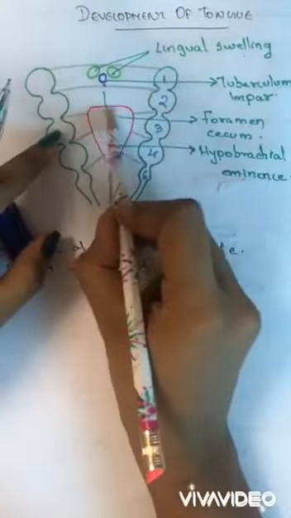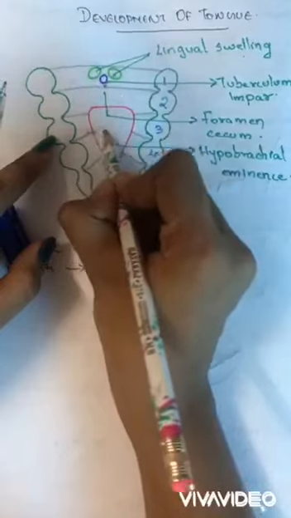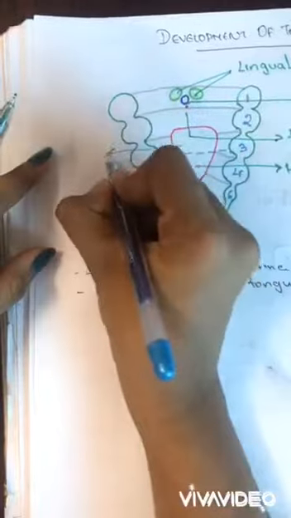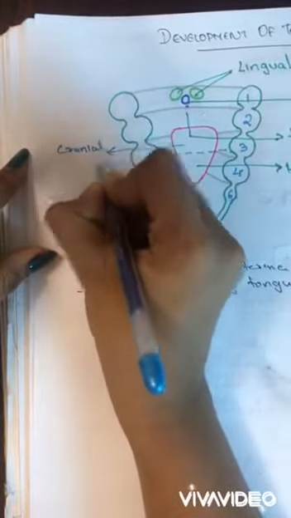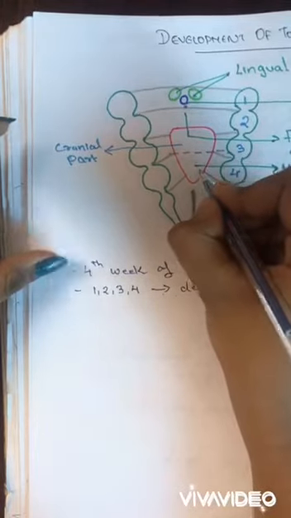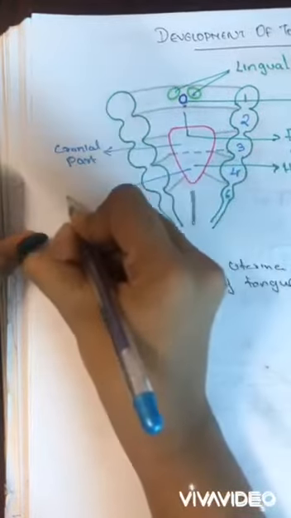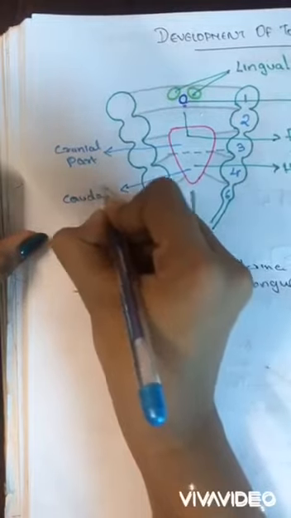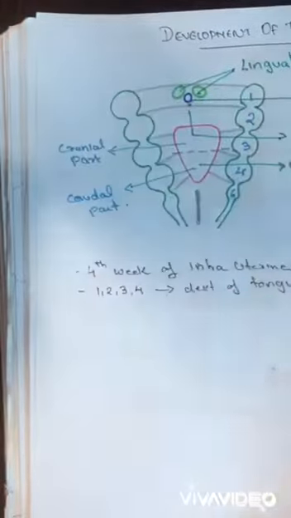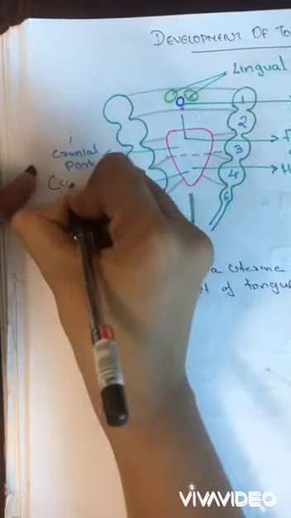We could divide the hypobronchial eminence into two parts, the cranial part as well as the caudal part. This is the cranial part. As we all know, the cranial part is the one situated near the head, and the caudal part means the part situated closer to the tail region. So this would be the cranial part and this is the caudal part. The cranial part of the hypobronchial eminence is known as copula.